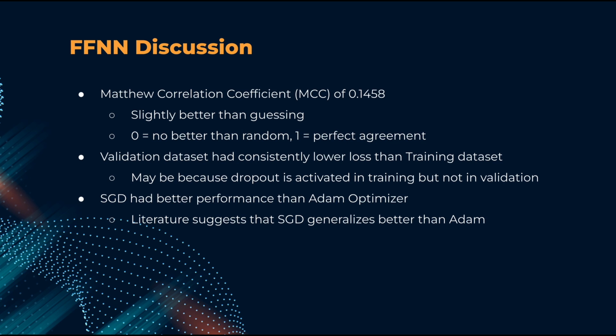Surprisingly, the validation dataset had consistently lower loss than the training dataset. This might be because the dropout was activated when training the data, but was deactivated when evaluating on the validation set. We were surprised that the stochastic gradient descent, SGD, optimizer had a better performance than the Adam optimizer. This might be because literature suggests that the SGD generalizes better than Adam.